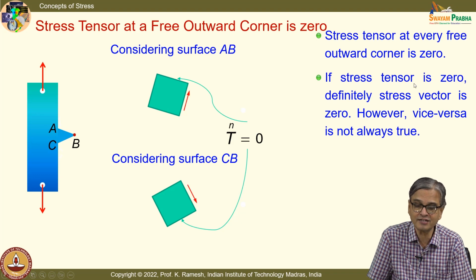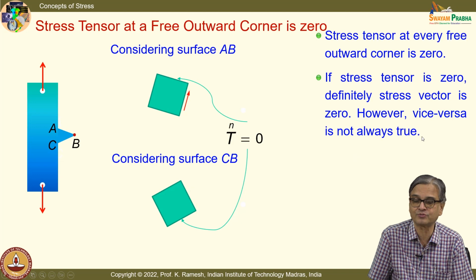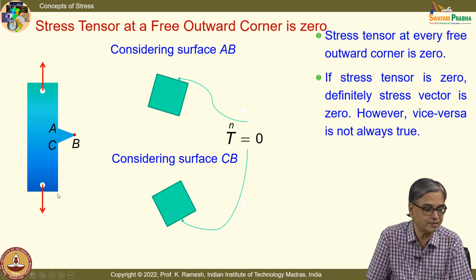If stress tensor is 0, definitely stress vector is 0. They go together. However, vice versa is not always true. What we have seen is stress tensor at every free outward corner is 0. See, these are also free outward corners, which is labeled in the next slide. We will go to the next one.